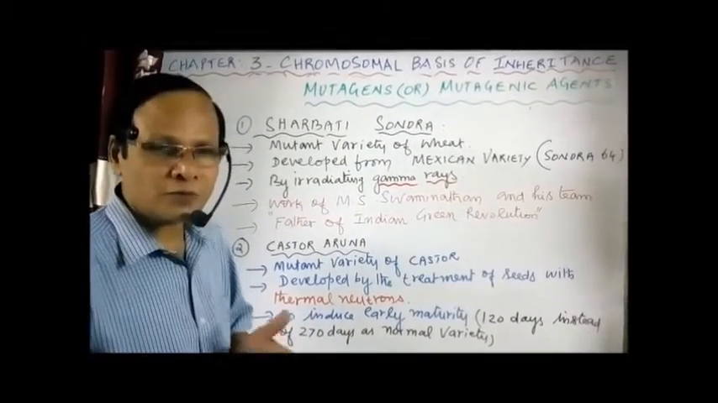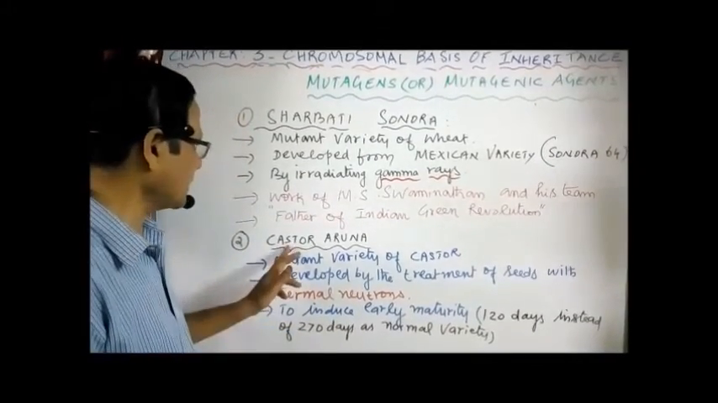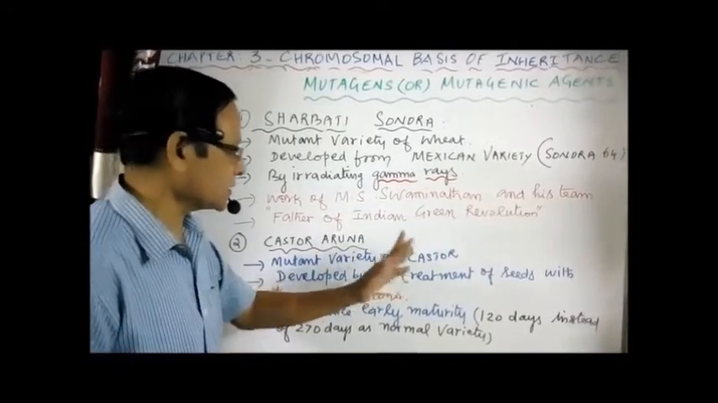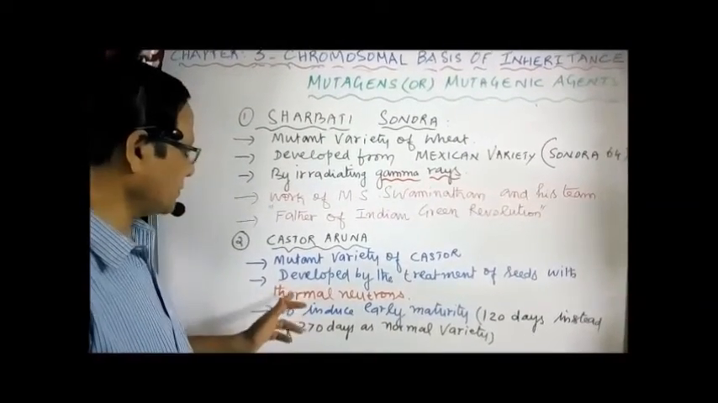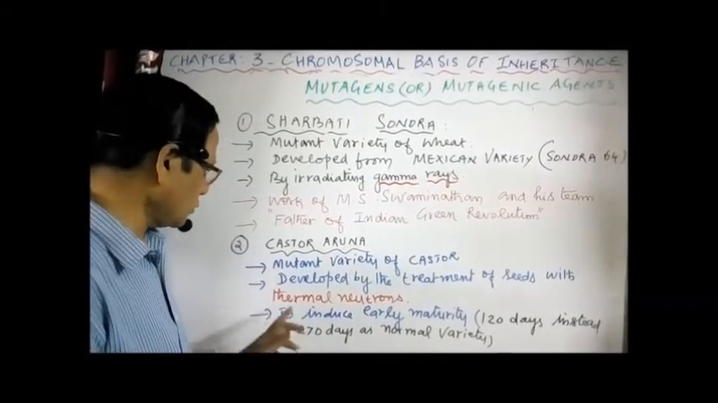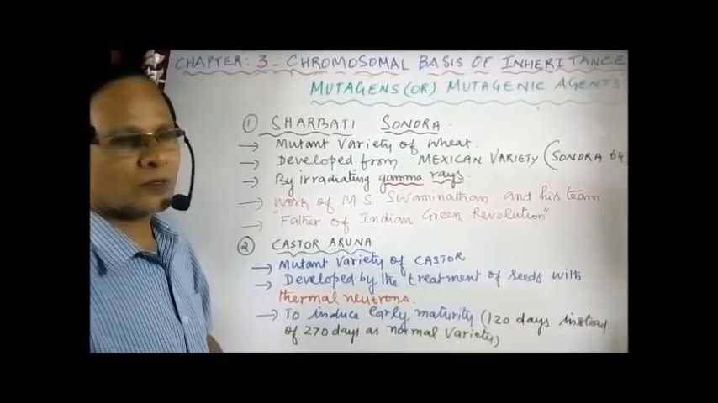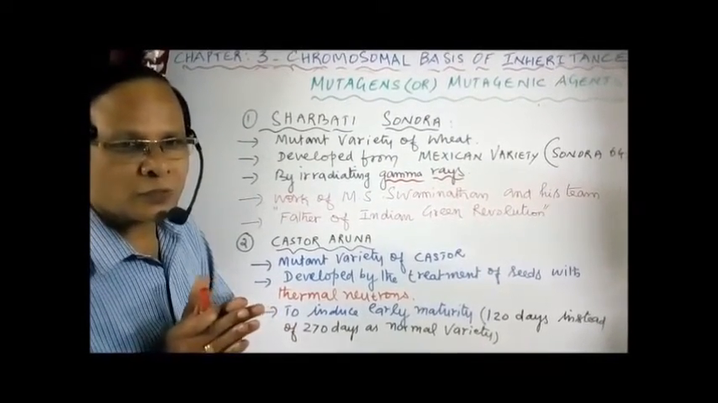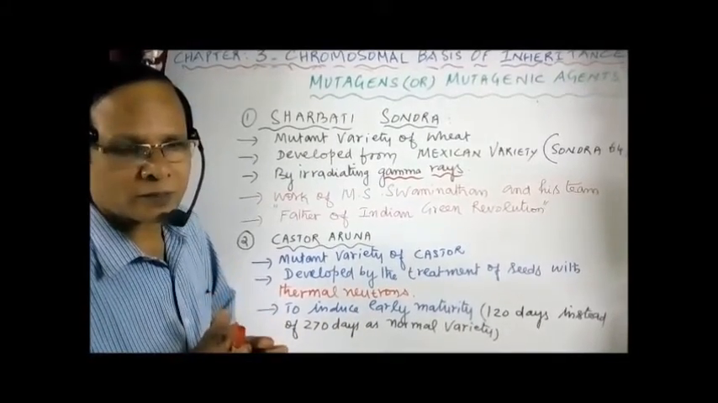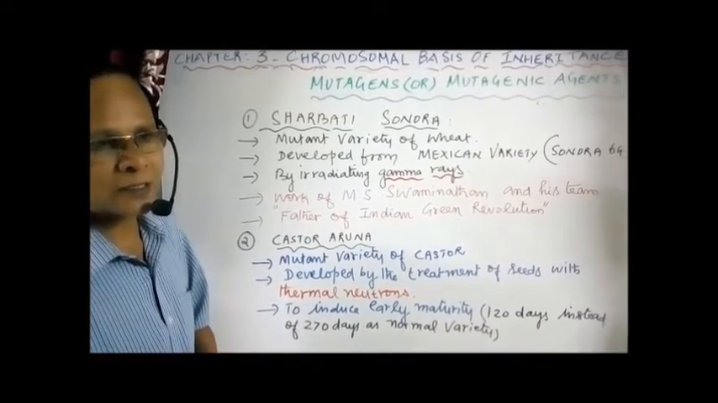Another mutant variety developed by using a physical mutagen is Castor Aruna. It is a mutant variety of castor. It is developed by the treatment of castor seeds with thermal neutrons, a physical mutagen. What for? To induce early maturity of the plants, that is 120 days instead of 270 days.